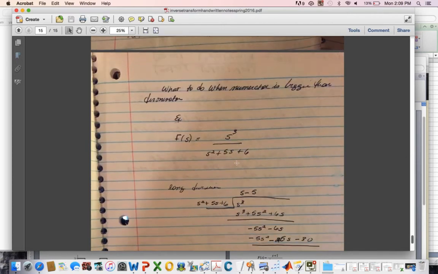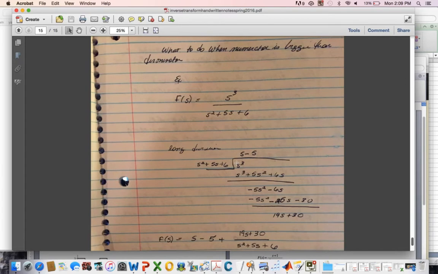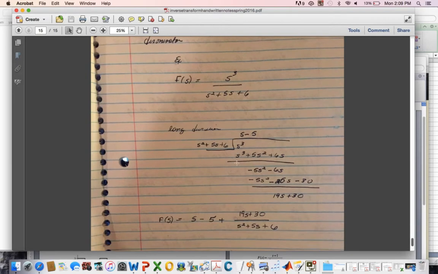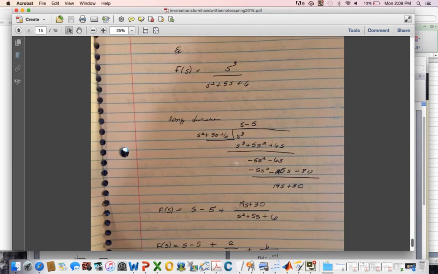The final thing to talk about in partial fraction expansion is what do we do if the denominator is bigger, or if the numerator is of higher order than the denominator. Bigger is probably not a great descriptive term. These are my personal notes, so sometimes I write silly things. So in this expression I have an s cubed over a denominator that's second order, and I can't do a partial fraction expansion on that. So what I have to do is long division.